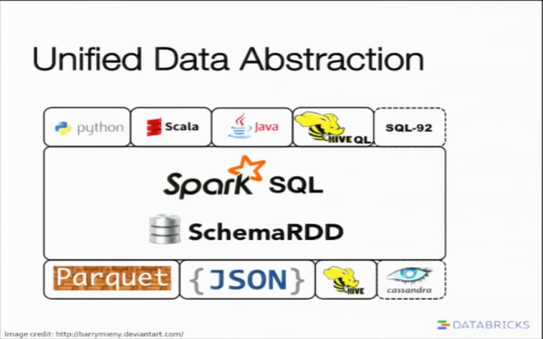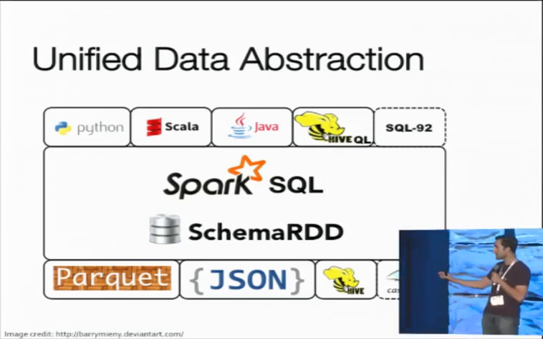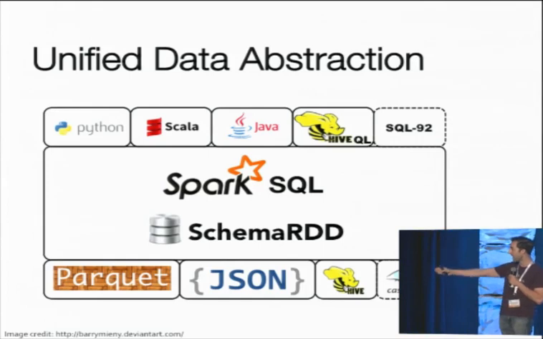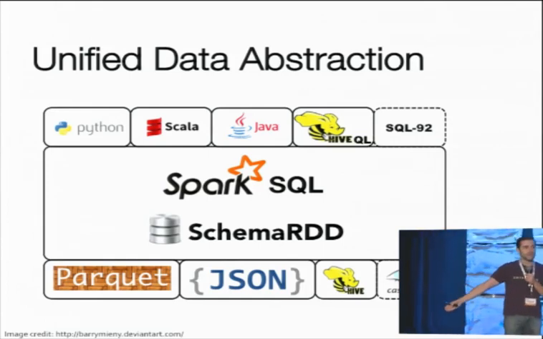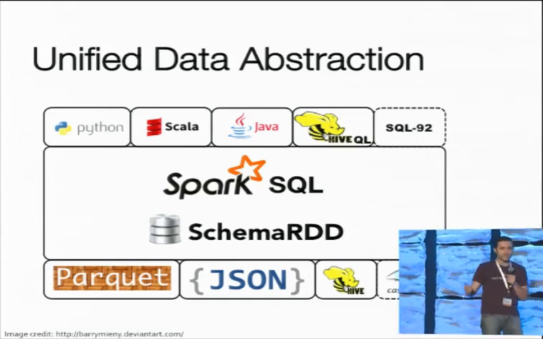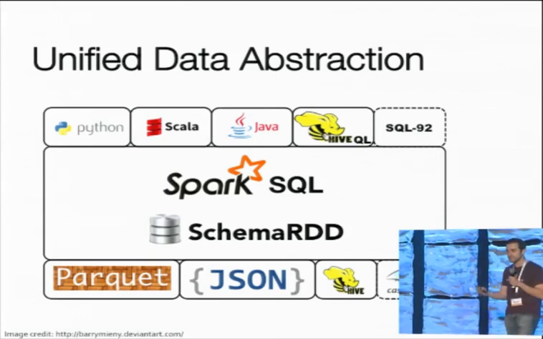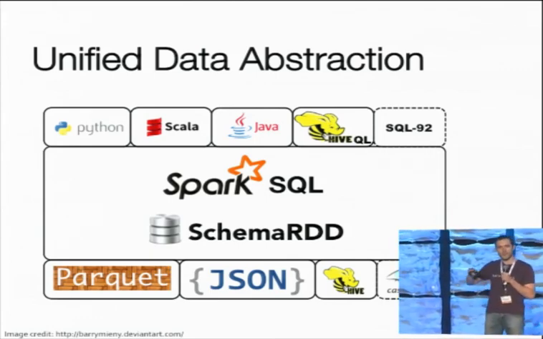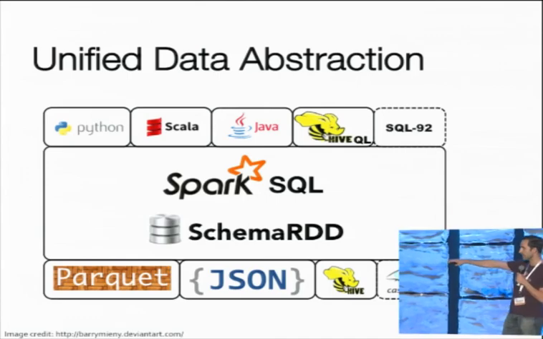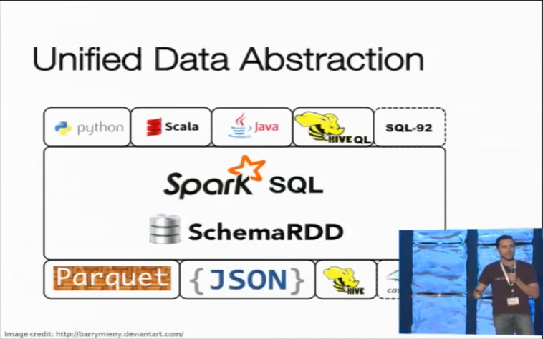And through this unified interface, one of our goals now is to provide access to a variety of different structured data sources. The ones that we support today are Parquet, JSON, and Hive. We're also working on CSV and Cassandra. There's interest in HBase. So our goal long term is to make schema RDD the narrow waist by which you can access data in other systems.